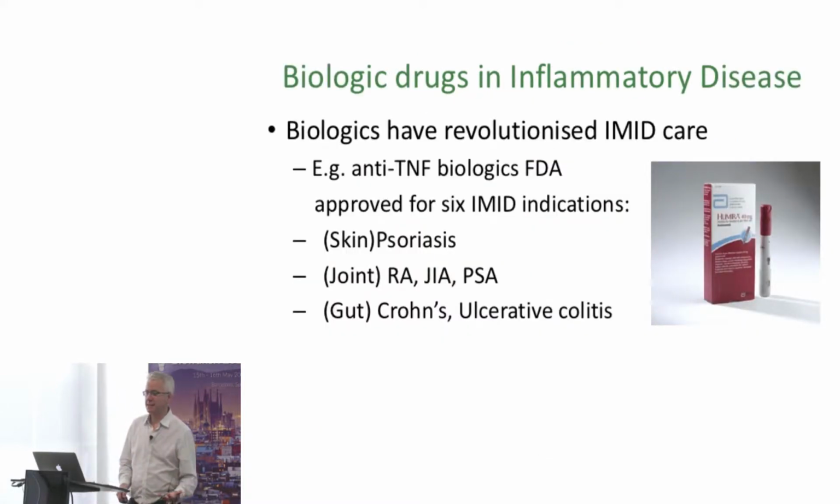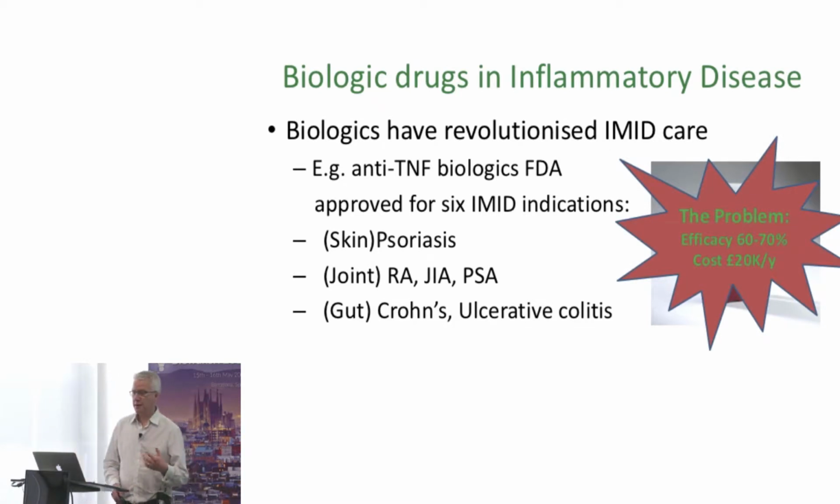And this is reflected in the drugs. So IMID treatment has been revolutionised by biologics. So one of the first wave of biologics were the anti-TNFs, and these have been approved for at least 6 IMID indications. Psoriasis in skin, joint with RA, and psoriatic arthritis, and in the gut. What's notable is that it doesn't work in everything. For example, anti-TNF is not effective in lupus, so I wonder why is that?